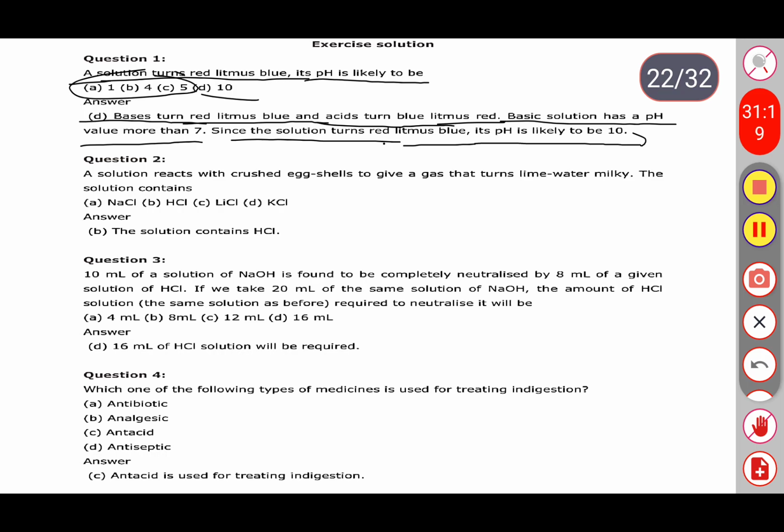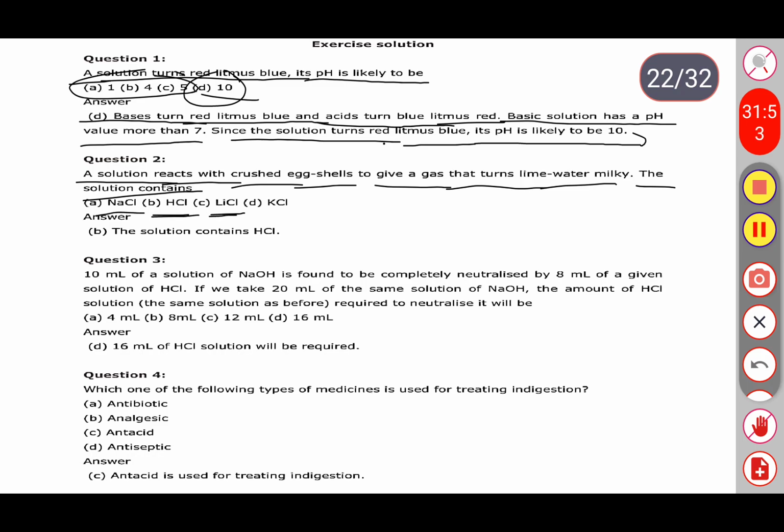A solution reacts with crushed eggshells to give a gas that turns lime water milky. The solution contains NaCl, HCl, LiCl. First one is sodium chloride, hydrogen chloride, lithium chloride, potassium chloride. The solution containing hydrochloric acid, HCl, hydrogen chloride.